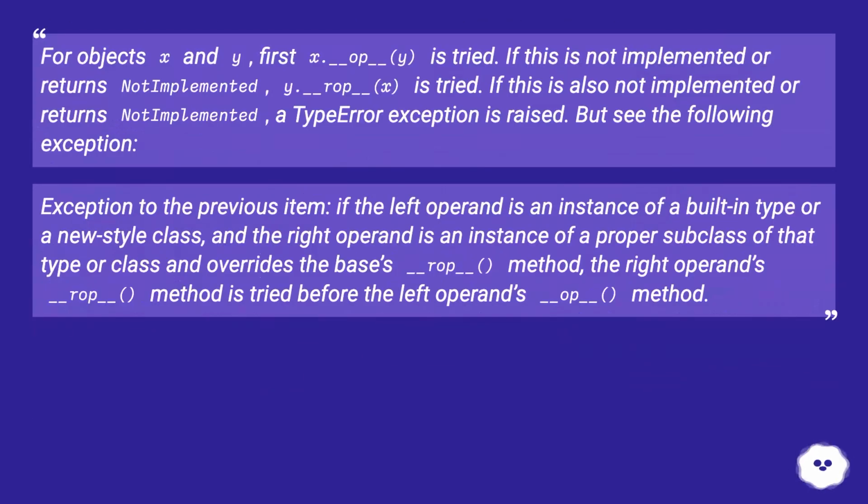For objects x and y, first x.__op__(y) is tried. If this is not implemented or returns NotImplemented, y.__rop__(x) is tried. If this is also not implemented or returns NotImplemented, a TypeError exception is raised. But see the following exception to the previous item. If the left operand is an instance of a built-in type or a new style class, and the right operand is an instance of a proper subclass of that type or class and overrides the base's __rop__ method, the right operand's __rop__ method is tried before the left operand's __op__ method.